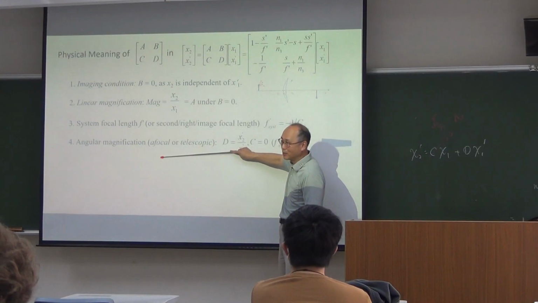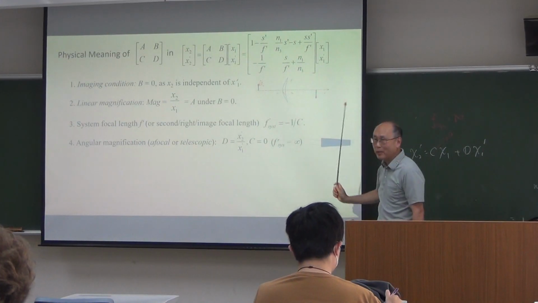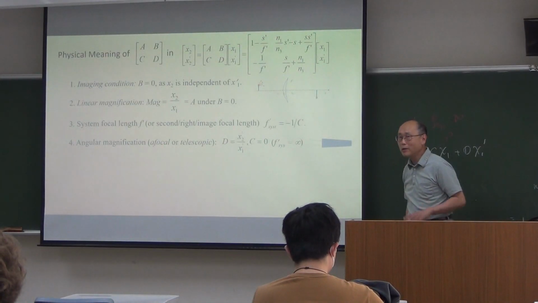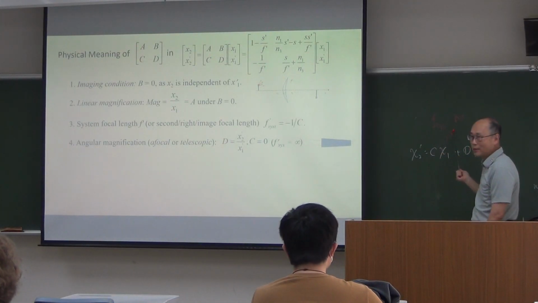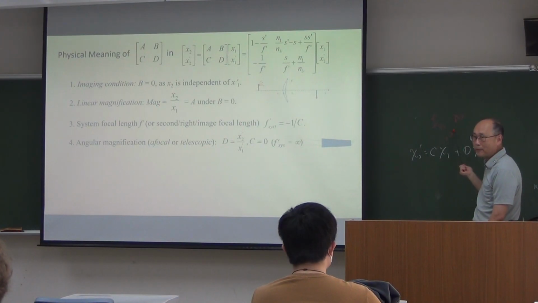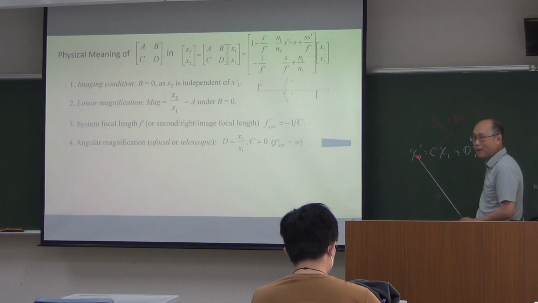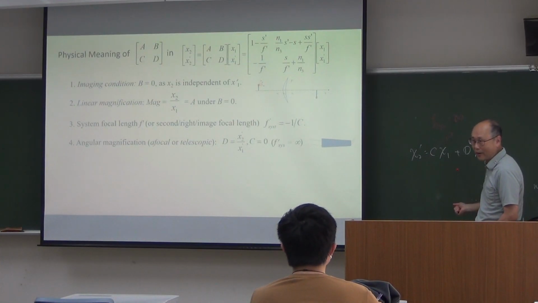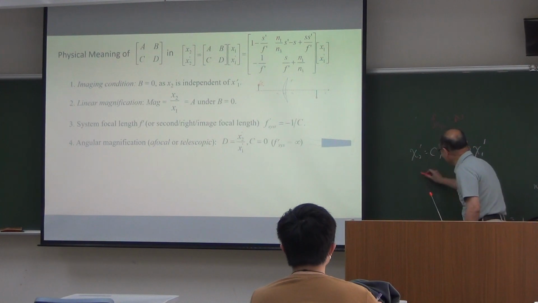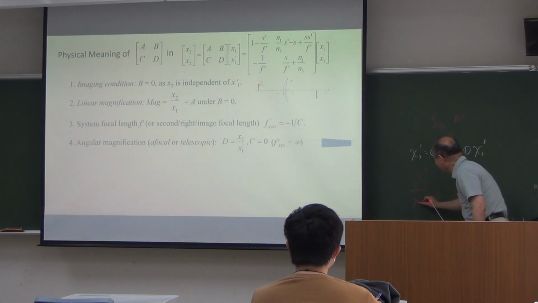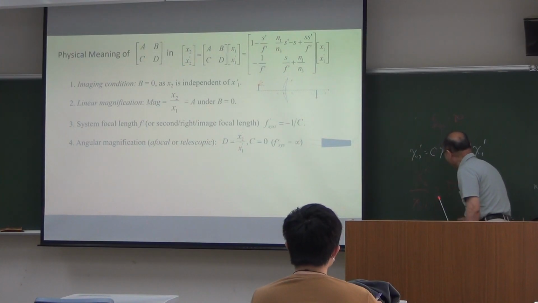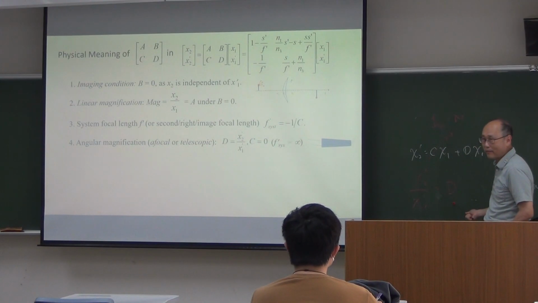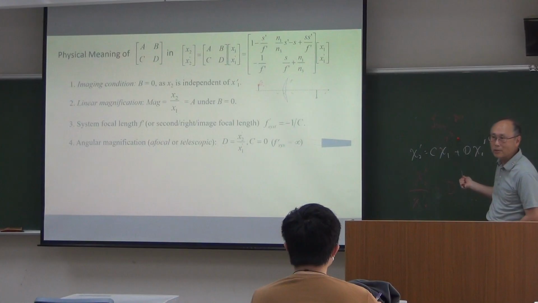But when we talk about this, we don't talk about image anymore. We talk about an optical system with this. And for this optical system, the angle can be magnified or demagnified, because your output angle versus input angle is equal to D. So this is the angular magnification of some optical system with this. And what kind of optical system is this?